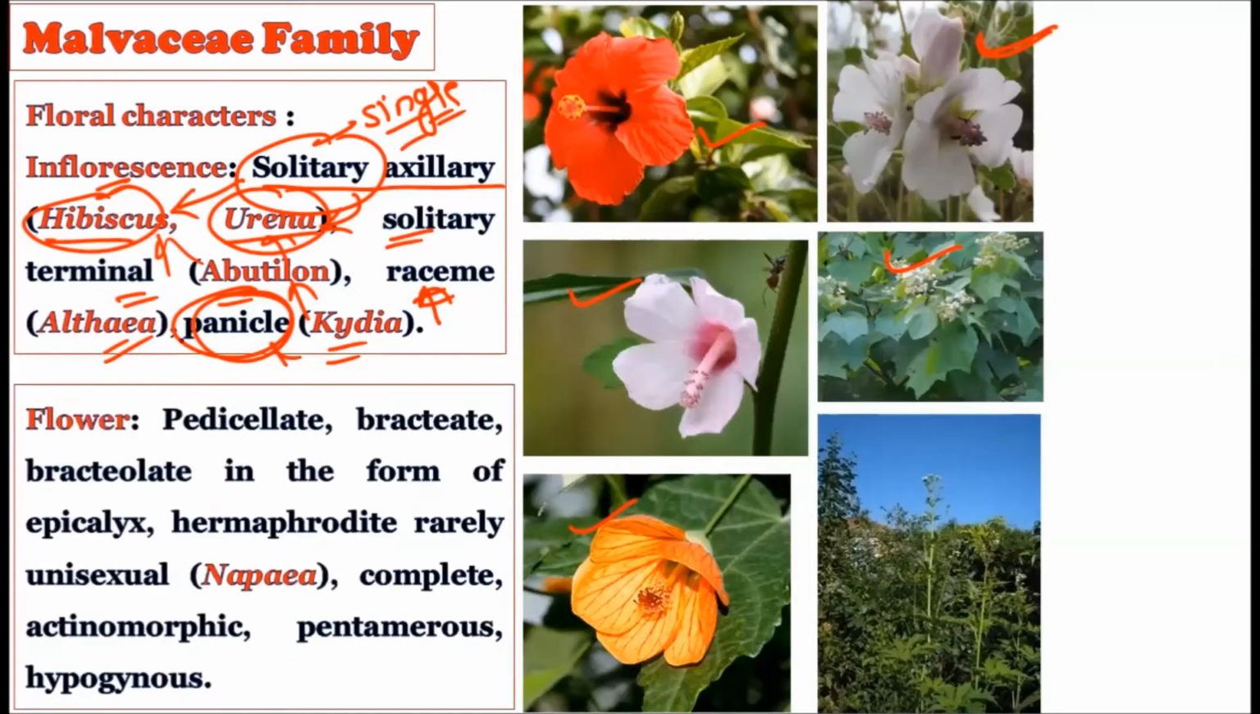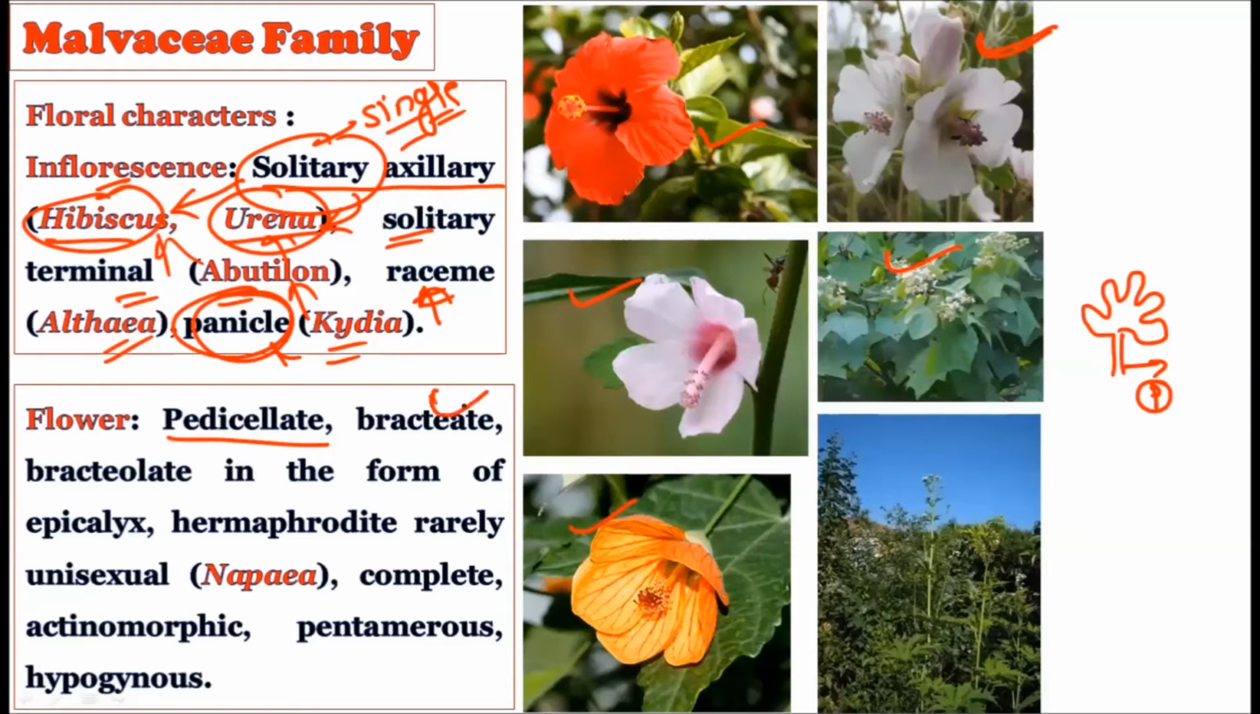Now let us consider the flower. How the flowers are there. As you can see on the screen, variously colored beautiful flowers are there. Now see how the flowers are. Flowers are pedicellate, that is, the pedicels are present, the stalk is present in these flowers. If the stalk is present, this stalk is called the pedicel, and hence the flowers are described as pedicellate flowers.